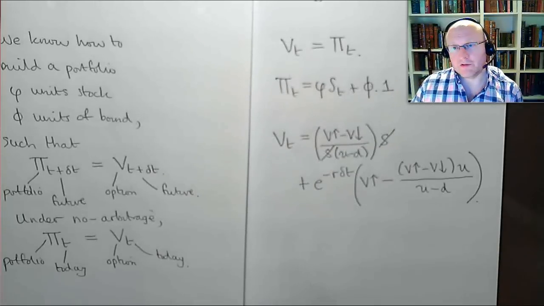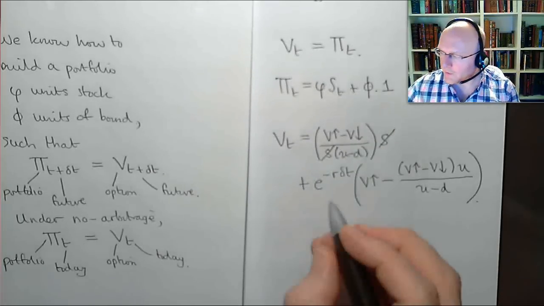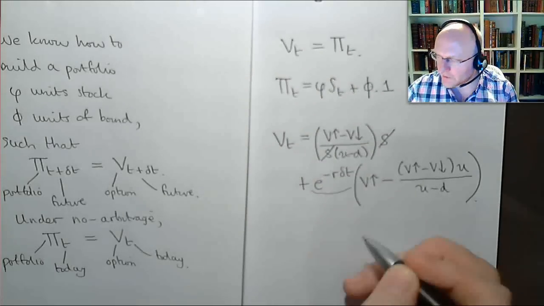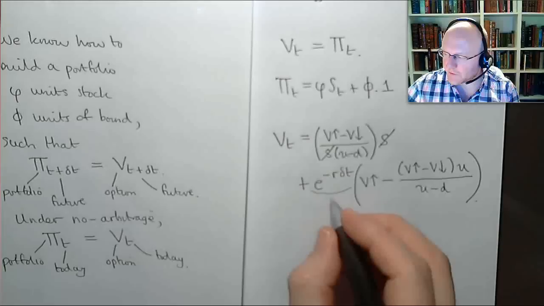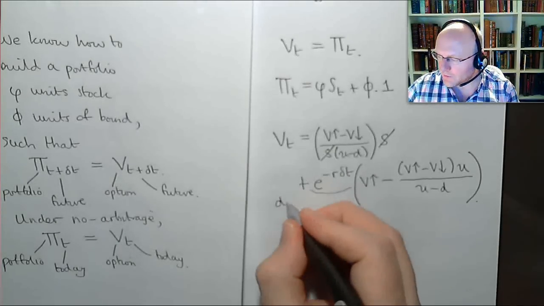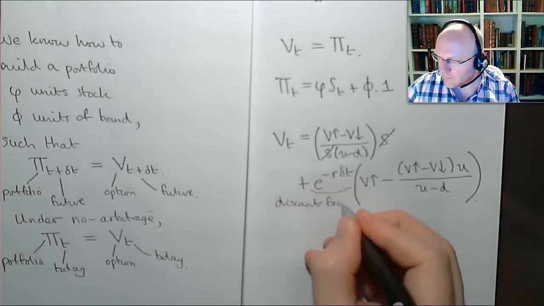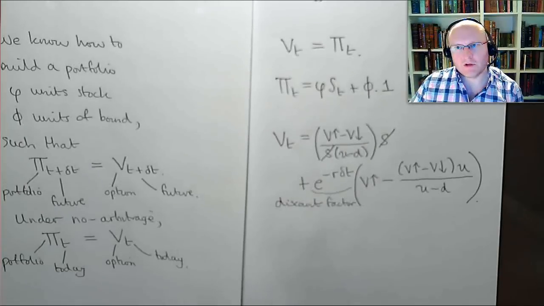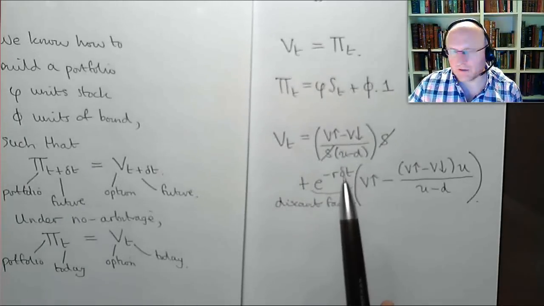So the first step I'm going to take in trying to clean this up is to notice one very interesting thing that's come out of the calculation so far. The quantity e to the minus r delta t is the discount factor, which discounts a value backwards in time by the time step size delta t. So why is this interesting?